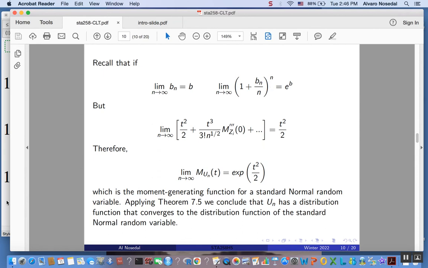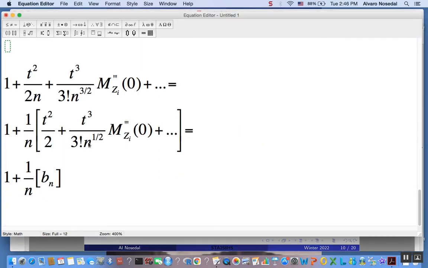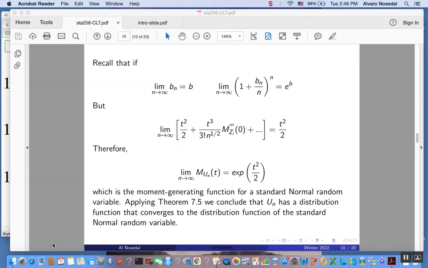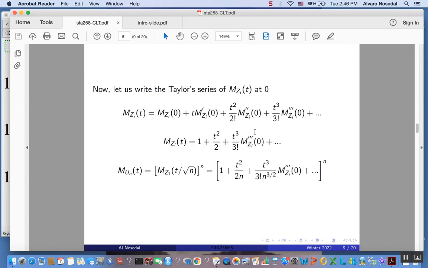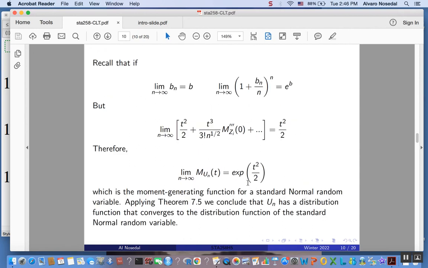using that result and noting that the limit as n goes to infinity of this is just t squared divided by 2. What we have is that the limit that we wanted is e to the t squared divided by 2, which, if you remember, is the MGF of normal 0, 1. Give me a sec and I'll show you in our textbook. Just give me a sec.